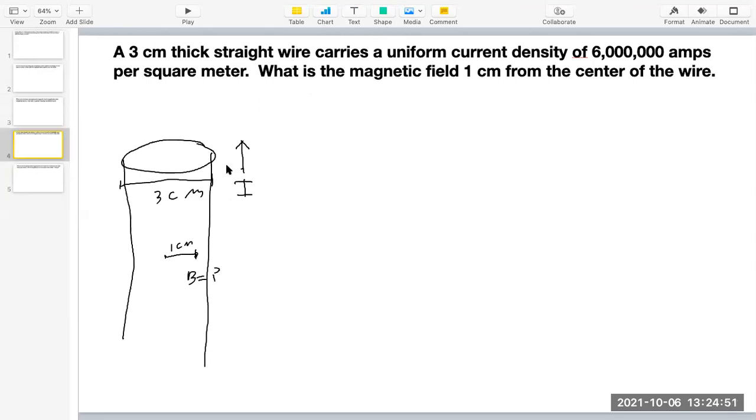So setting up an Amperian loop, go like this. The integral of the magnetic field along that path equals mu naught times the current enclosed. That integral just turns into magnetic field times path length because you're always going in the direction of the magnetic field and it's unchanging just due to the symmetry of the system.